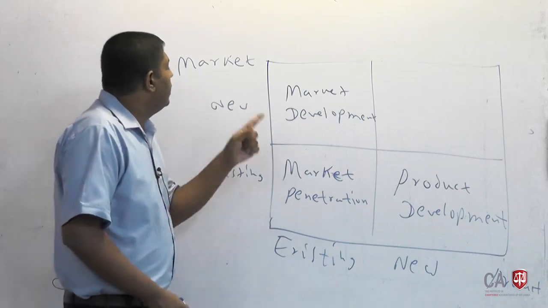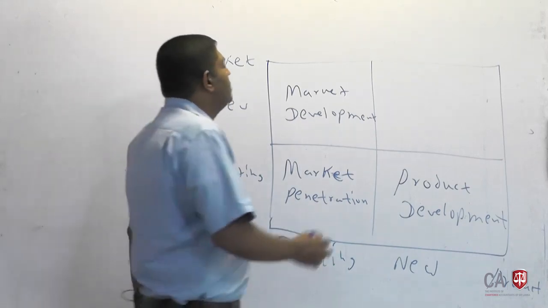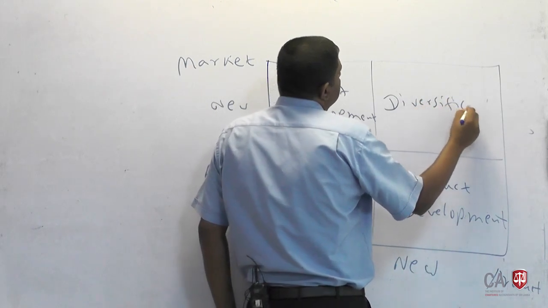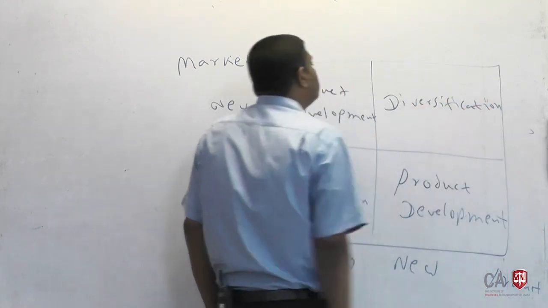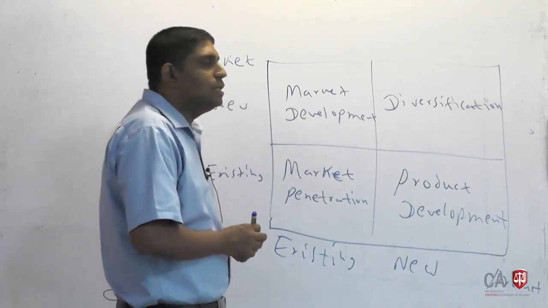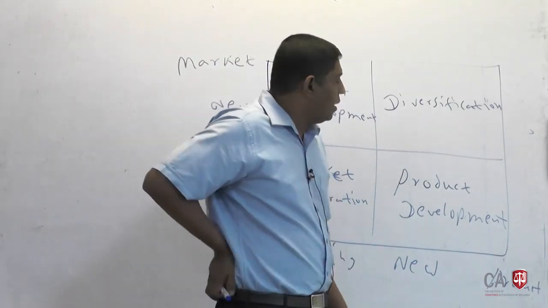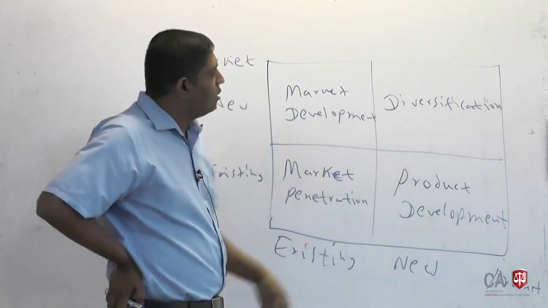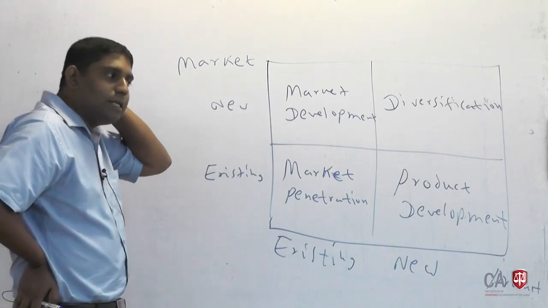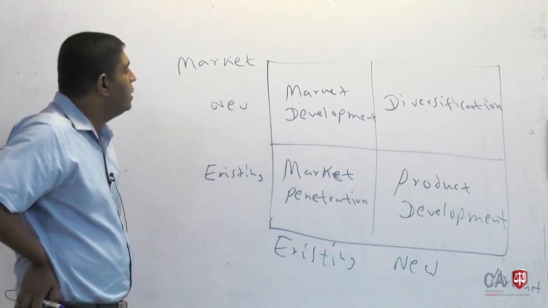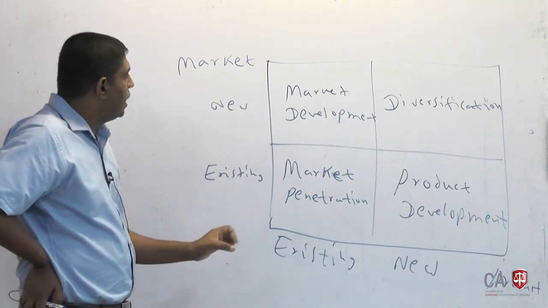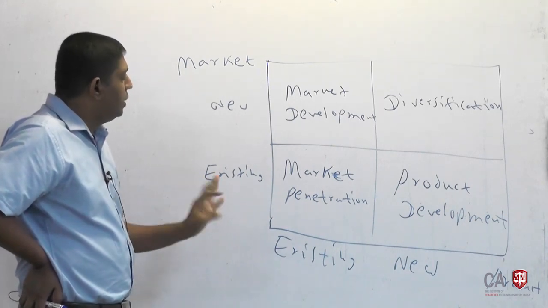If you go to a new marketplace with a new product, that is called diversification strategy. For example, you go out of the Sri Lankan market and go to a new geographical marketplace. In that particular marketplace, you offer a new product also. Diversification is the most risky strategy compared to the other strategies. Why? The product is new, and at the same time the market is also new.